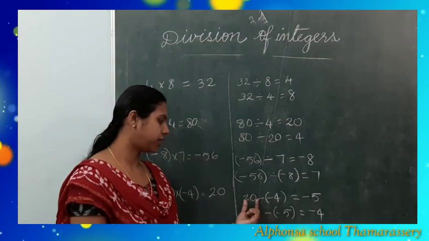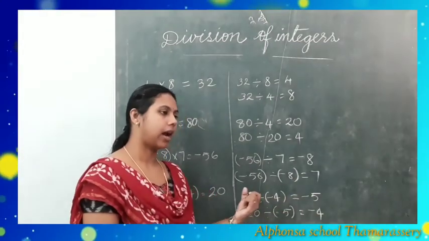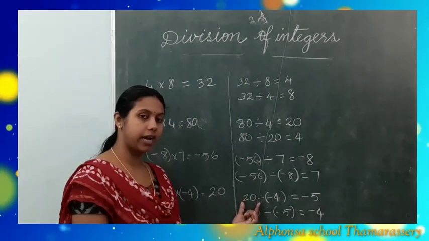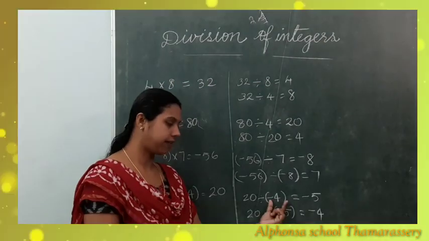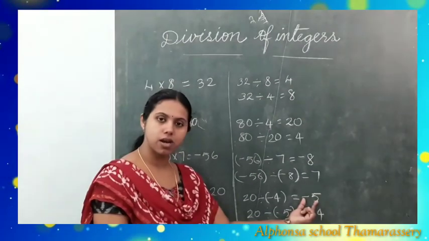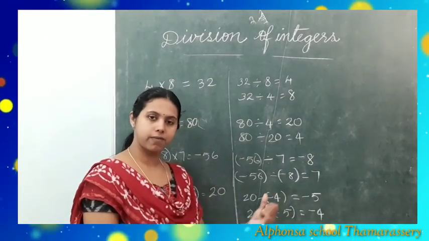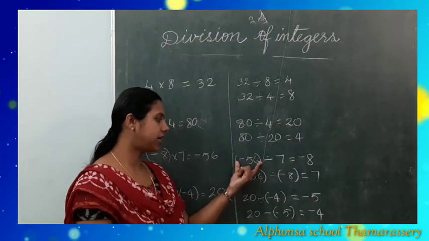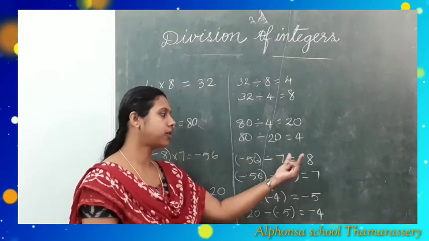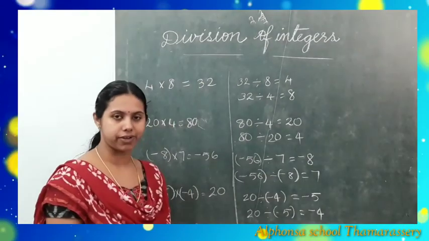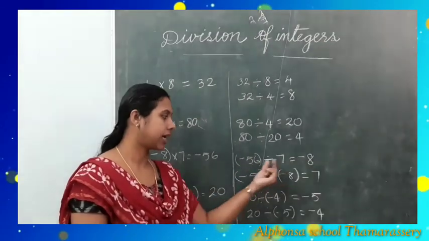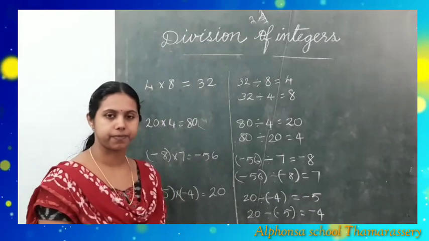Just divide by 4. 20 divided by 4 is 5, and keep the negative sign before the quotient. When we divide a positive integer by a negative integer, divide them as whole numbers and put a negative sign before the quotient. In the same way, when we divide a negative integer by a positive integer, divide them as whole numbers and put a negative sign before the quotient. Minus 56 divided by 7. 56 by 7 is 8. Keep a negative sign before the quotient.